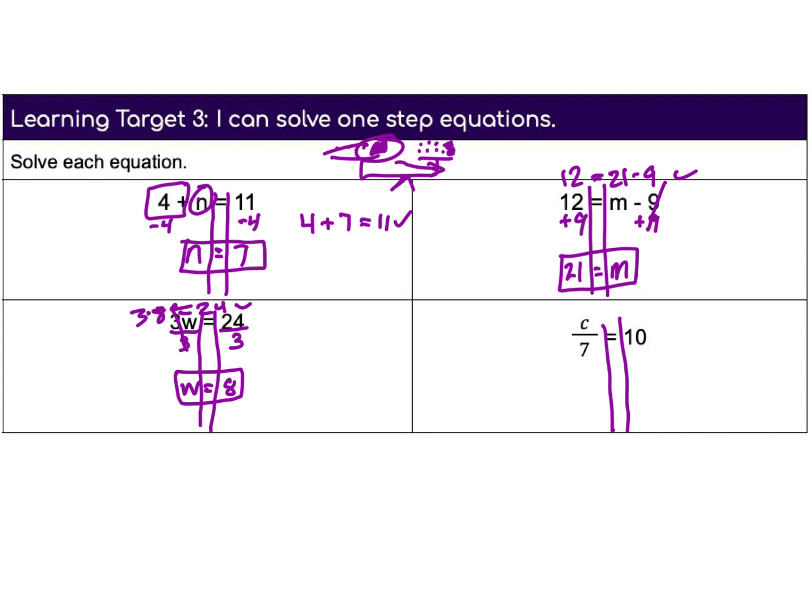If it's just showing a fraction, I don't really know what to do to get rid of the bottom of a fraction. So to get rid of divided by 7, I'm going to multiply times 7. What I do to one side, I do to the other side. Having opposite operations, divided by, times 7, that cancels out, and I have c left on the left side. 10 times 7 is 70. I can check, plug that 70 up top, 70 divided by 7. Does that equal 10? It does.